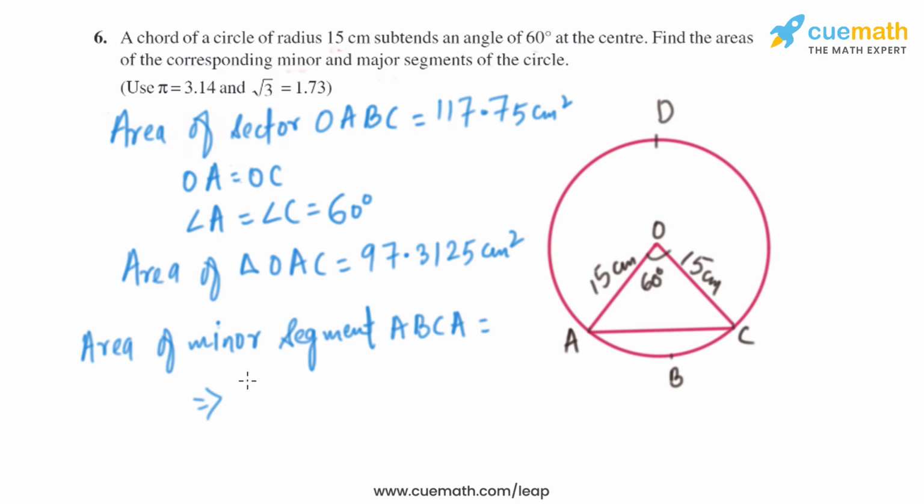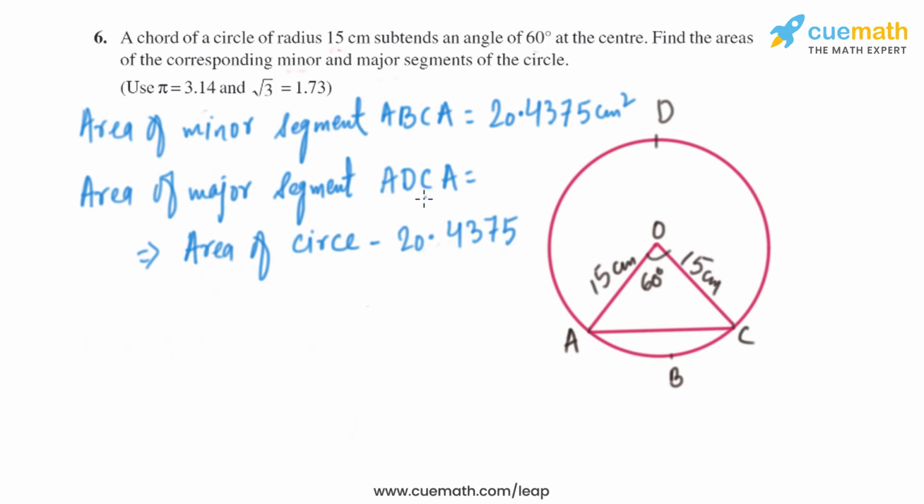Now we can easily find the area of the minor segment ABCA, which is basically the difference between these two. So it is 117.75 minus 97.3125, and on solving this we'll get the area of the minor segment as 20.4375 square centimeter.